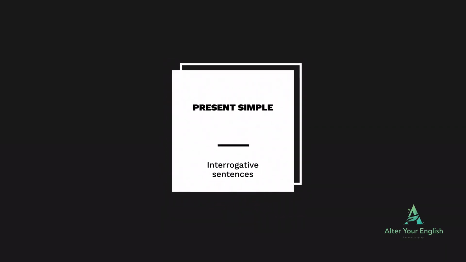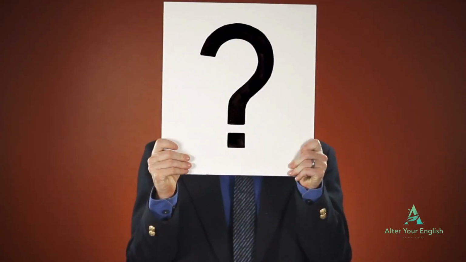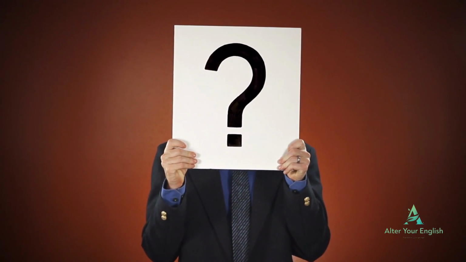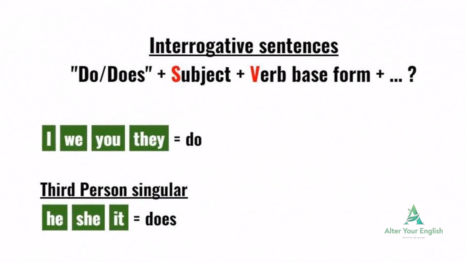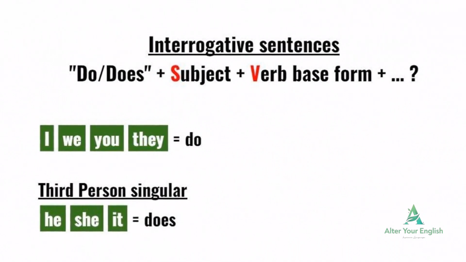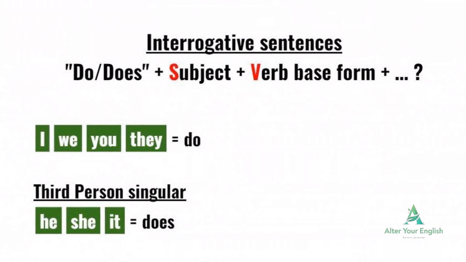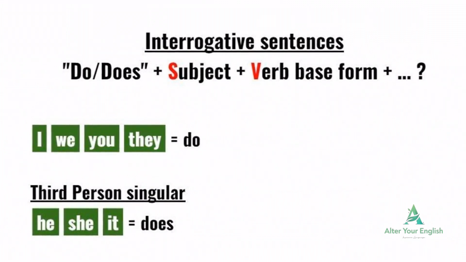Now, let's look at interrogative sentences. These sentences ask questions to get more information or clarification, and they end with a question mark. To form interrogative sentences in the present simple tense, the auxiliary verb do or does is added before the subject, followed by the base form of the verb.